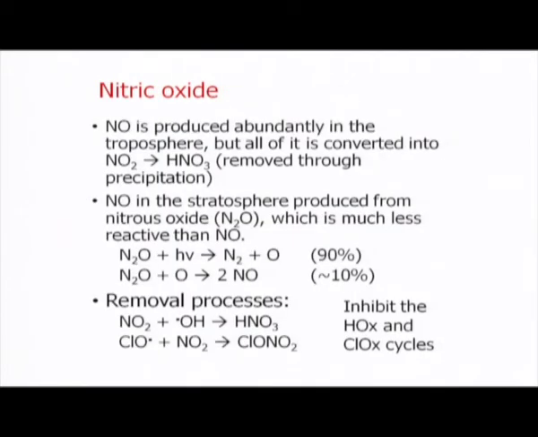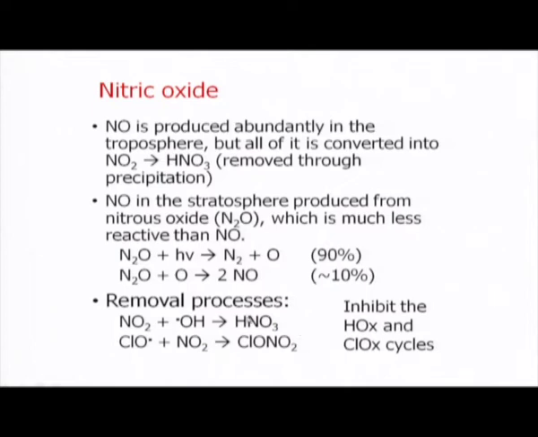And similarly, nitric oxide is also removed. It is produced abundantly in the troposphere, but all of this is converted into nitric acid and removed through precipitation as acid rain, which we are going to discuss separately. And NO in the stratosphere is produced from nitrous oxide, N2O, which is much less reactive than nitric oxide. The nitrous oxide will be converted into nitrogen plus oxygen, a reaction contributing about 90% in the stratosphere, and nitrous oxide can also react with atomic oxygen to convert into 2 molecules of nitric oxide. This possibility is only about 10%.